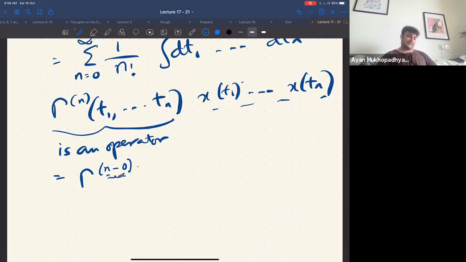This will first of all be just a number, gamma n 0, but then it will have a correction of this form, which is gamma n 2, and then I should have something like dt1.